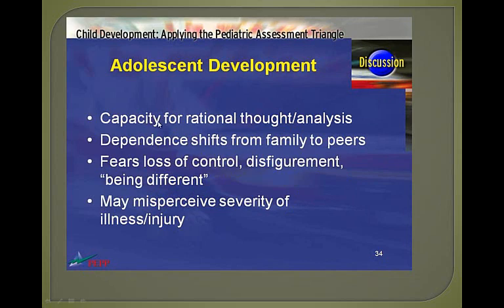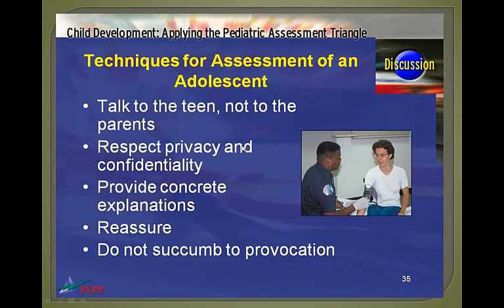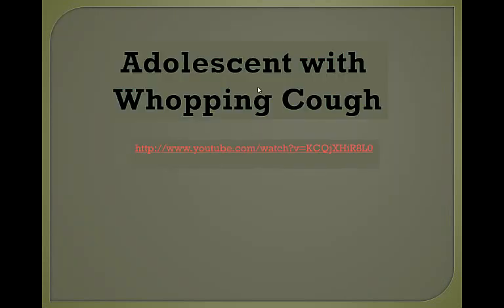Adolescents do have a capacity for rational thought and analysis. Their dependence shifts from family to peers. They often fear a loss of control or disfigurement or being different, and they may misperceive the severity of their illness. Talk to the teen, not to the parents. Respect their privacy and confidentiality. Provide concrete explanations. Reassure, but do not succumb to provocation.